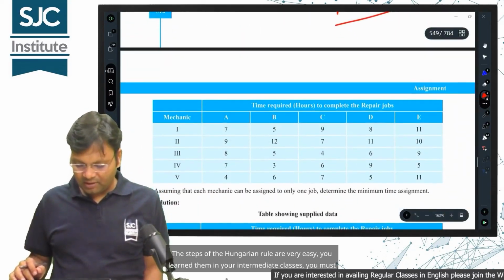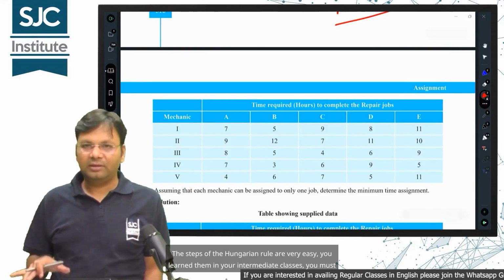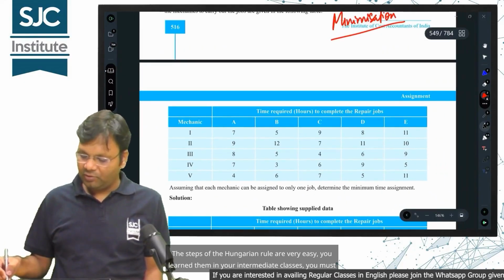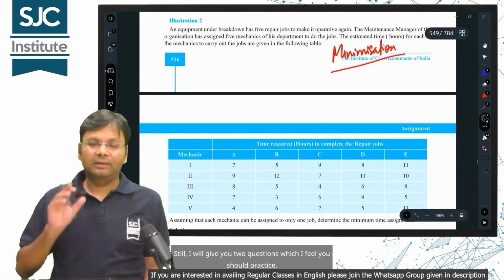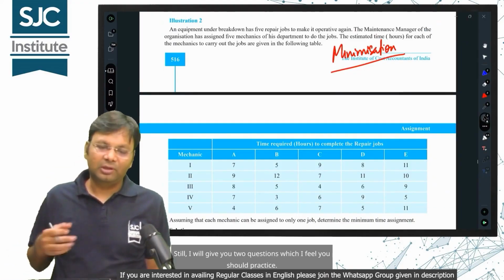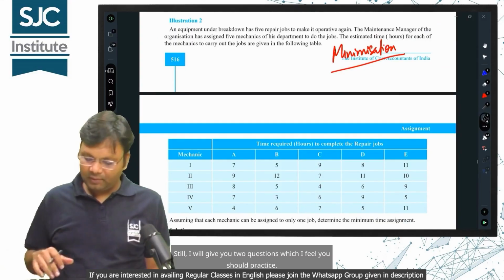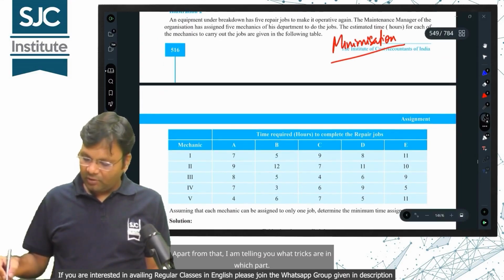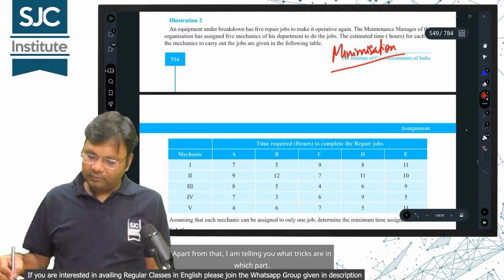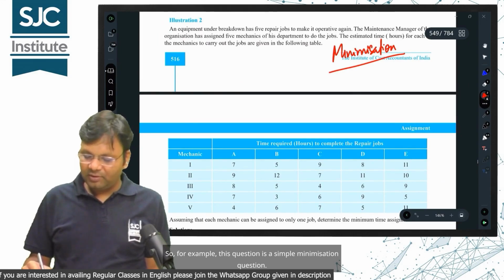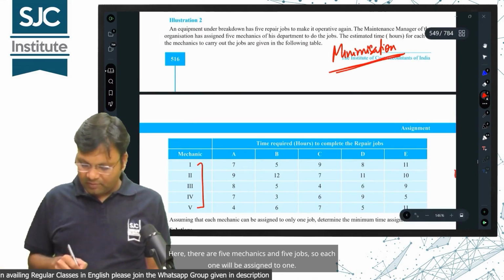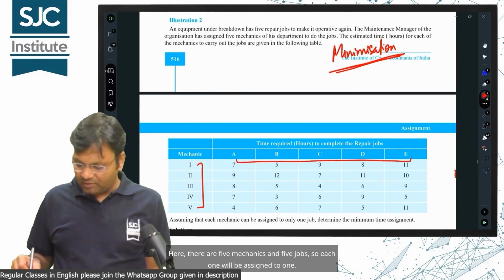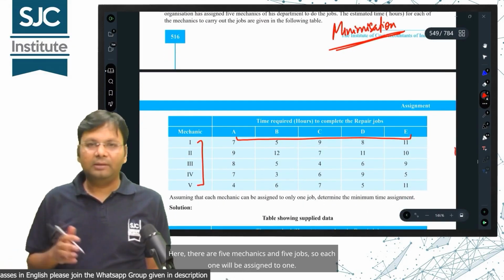The steps of the Hungarian rule are very easy. You learned them in your intermediate classes. You must already know them. That's what I assume. Still, I will give you 2 questions which I feel you should practice. Apart from that, I am telling you what tricks are in which part. So, for example, this question is a simple minimization question. Here, there are 5 mechanics and 5 jobs, so each one will be assigned to 1.